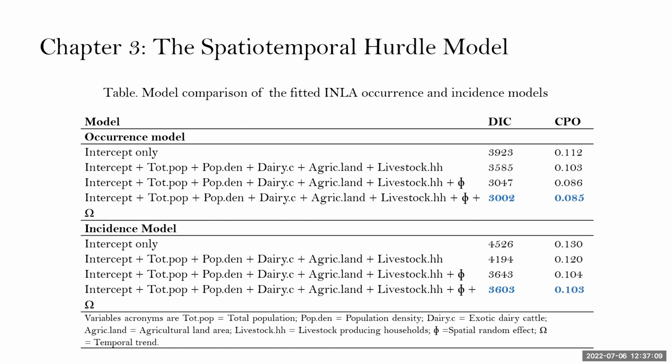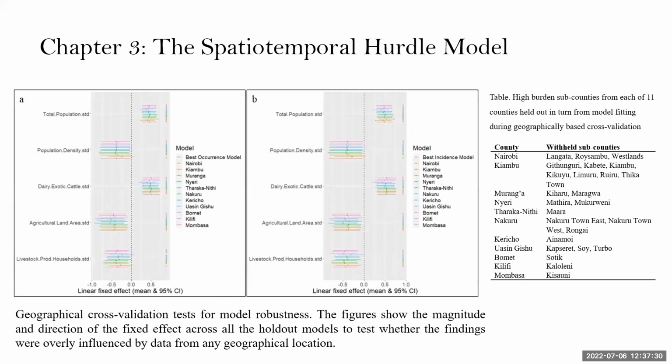And this improvement was by 583 and 591 for the occurrence and the incidence model in terms of DIC. So the occurrence and incidence model with the covariates, spatial random effects, and the temporal trends were selected as the final models. So to examine the robustness of these models, I then looked at the sensitivity of model outputs to geographically based cross-validation by fitting separate models in turn, holding out those high burden sub-counties from each of the 11 counties that had high reported anthrax incidents.